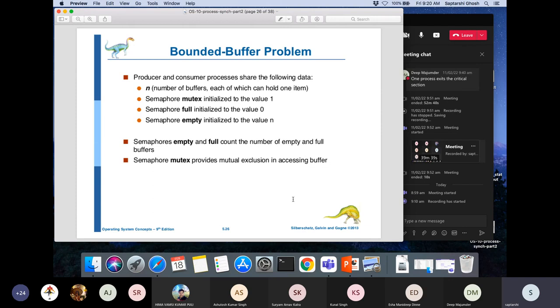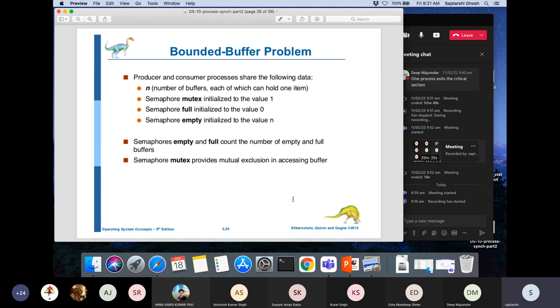Okay, so we have 3 semaphores here: mutex, full, and empty. Mutex is initialized to 1, full to 0, and empty is initialized to n, where n is the number of buffers. The semaphores empty and full count the number of empty and full buffers, and mutex provides mutual exclusion, because we don't want the producer and the consumer to simultaneously access the buffer.